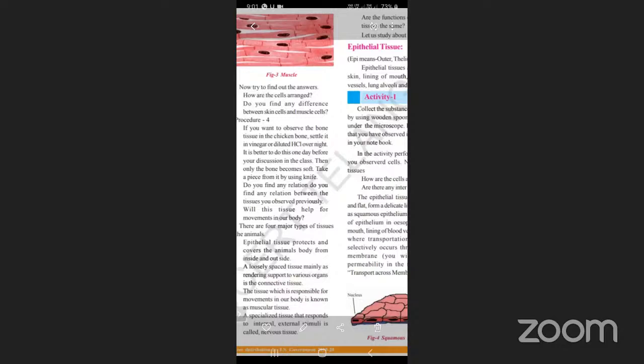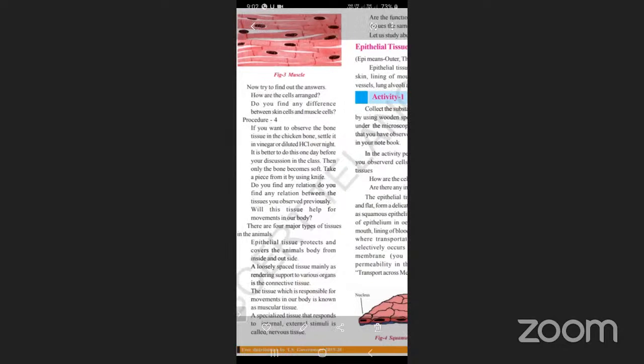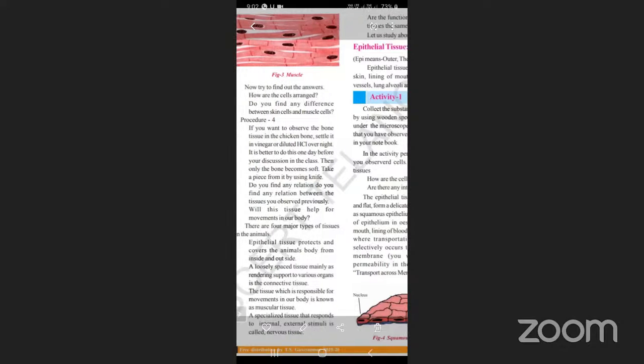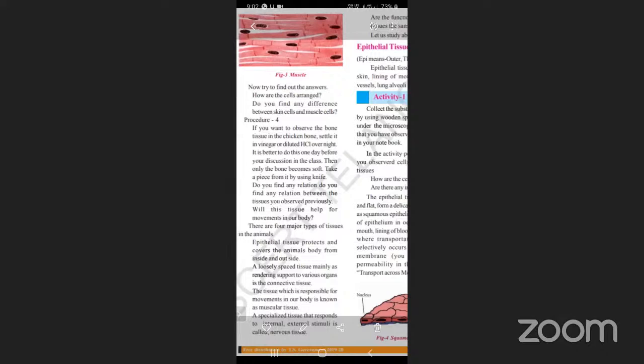So with the coordination between the skeletal structure and muscle, there is a possibility to take a movement. Locomotor organs take a movement because of muscles and bone, not only with muscles and not only with bone. Both coordinate. And a specialized tissue that responds to internal and external stimuli is called nervous tissue.